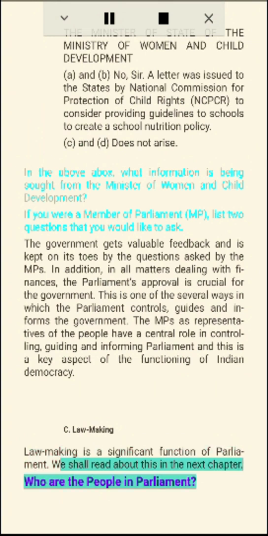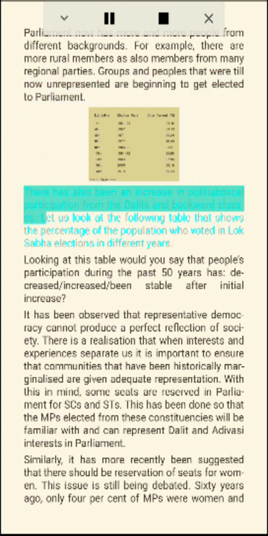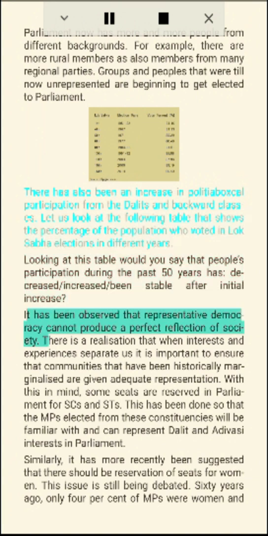Who are the people in Parliament? Parliament now has more and more people from different backgrounds. For example, there are more rural members as also members from many regional parties. Groups and peoples that were till now unrepresented are beginning to get elected to Parliament. There has also been an increase in political participation from the Dalits and backward classes. Let us look at the following table that shows the percentage of the population who voted in Lok Sabha elections in different years. Looking at this table, would you say that people's participation during the past 50 years has decreased, increased, been stable after initial increase?